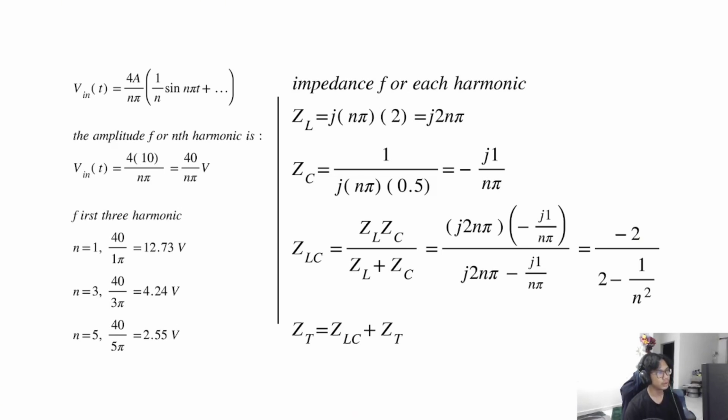The impedance for each harmonic: for the inductor it is j n pi, and for the capacitor it is 1 over j n pi times 0.5, which gives 2 over j n pi.